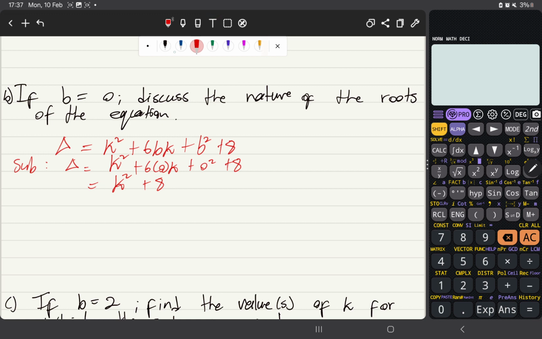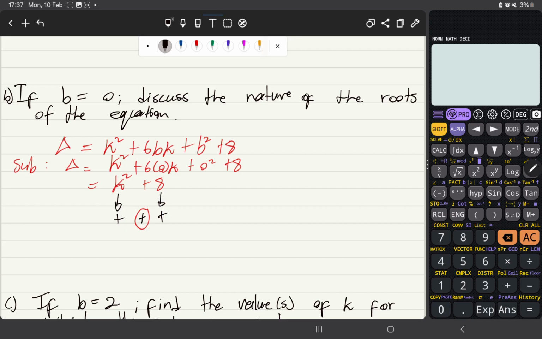So it doesn't really matter what k is gonna be because k is squared. The number that's gonna come out here is positive, and you add a positive number with a positive number from 8.